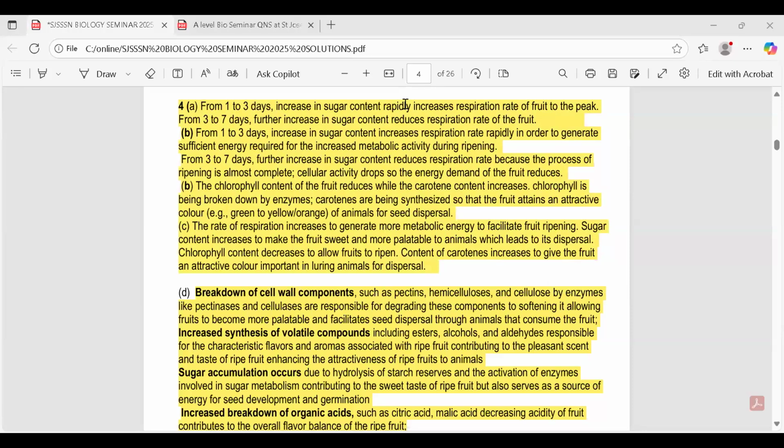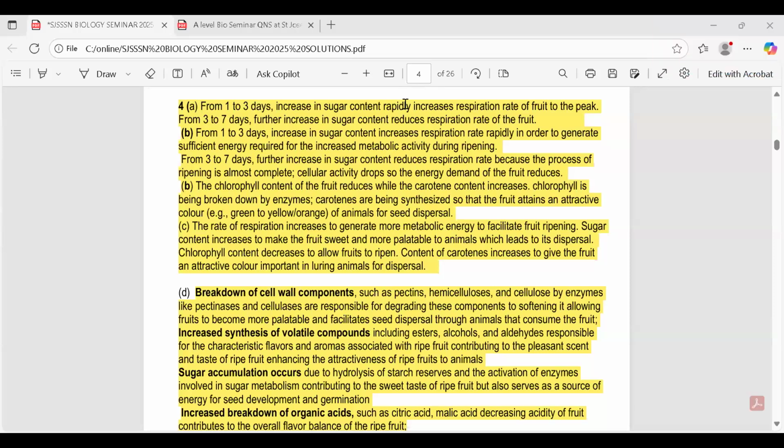Yes, sir? My question is about the carotene. You said the carotenes are formed while the chlorophyll is broken down by the enzymes. Is it that when the chlorophyll is broken down, it is converted to carotenes, or it is just broken down and then the formation of carotene is by some other physiological processes?